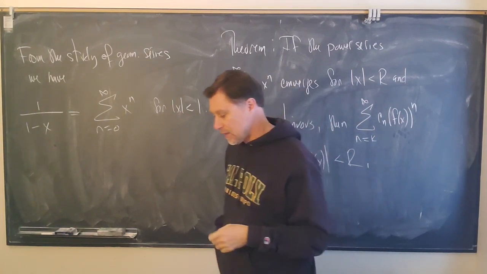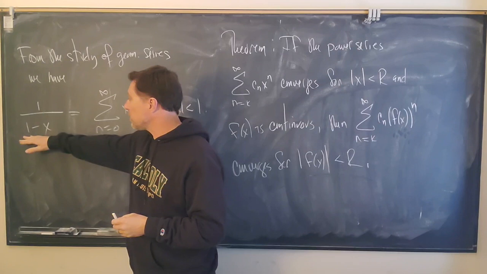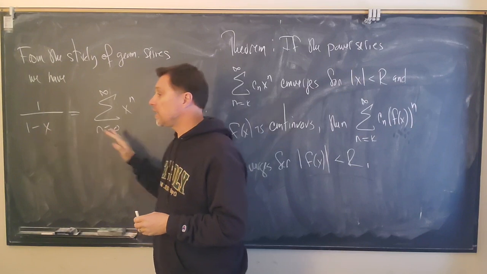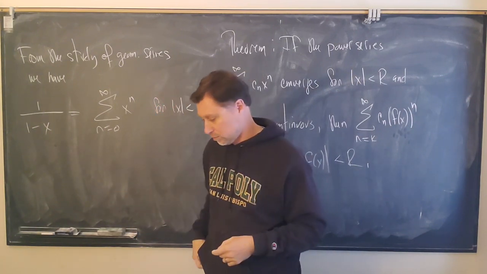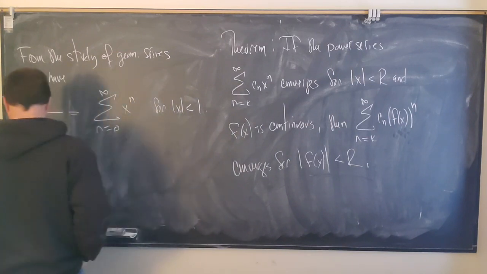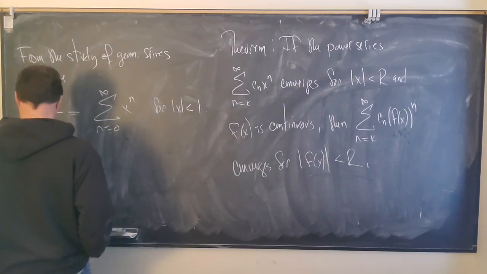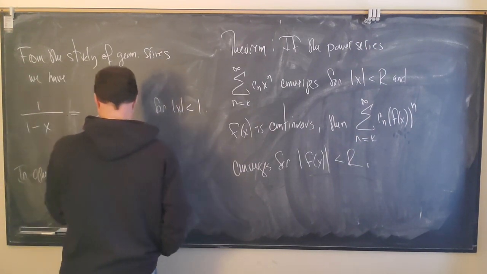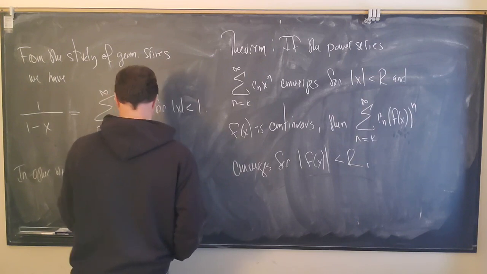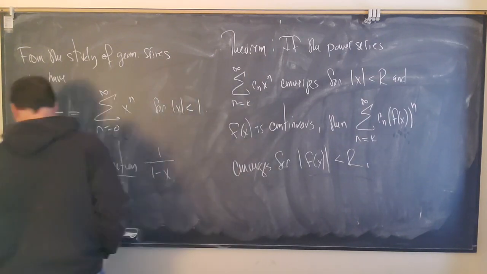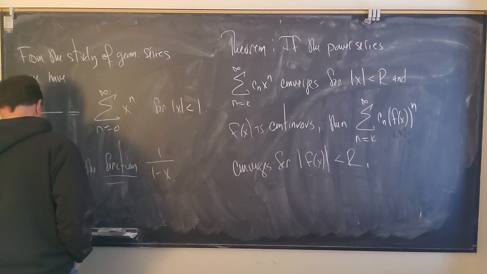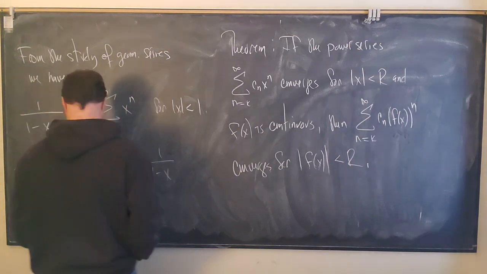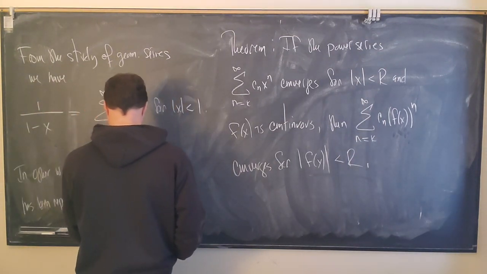The way we say this is that the function, and notice this is a function, has been represented as the power series. When we say that a function is equal to a power series, we say that it's been represented by the power series. So I can say, in other words, the function 1 over 1 minus x has been represented by the power series.